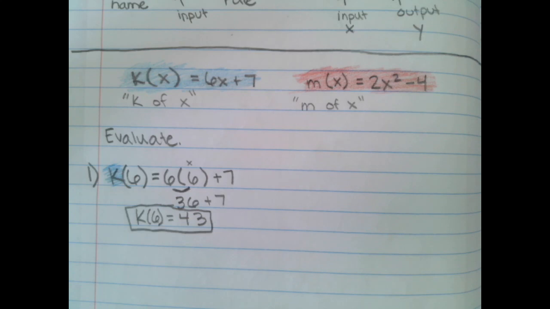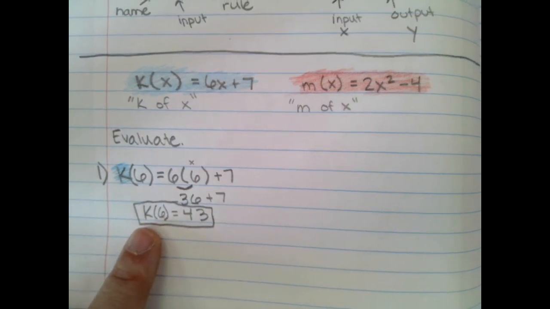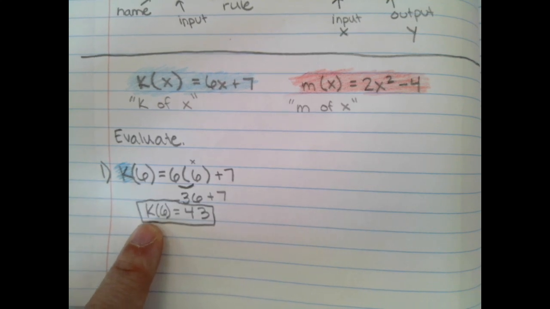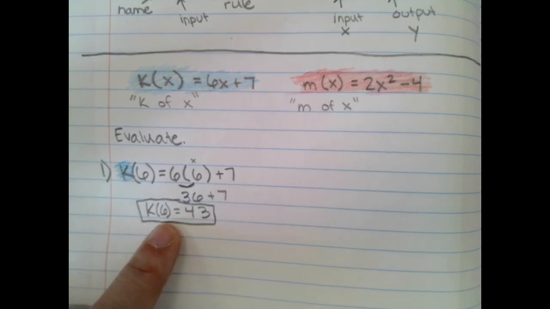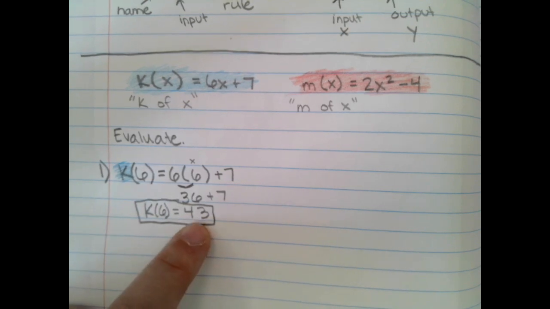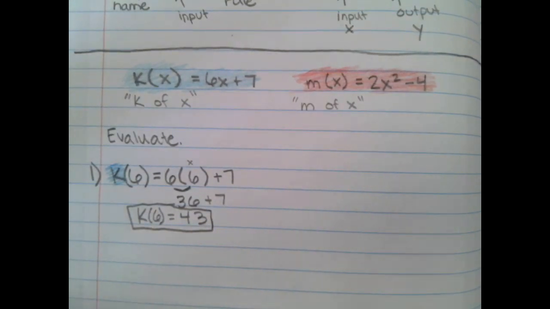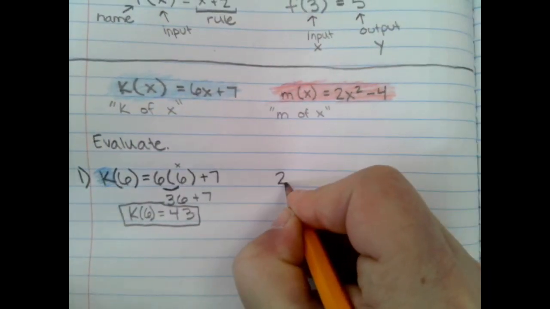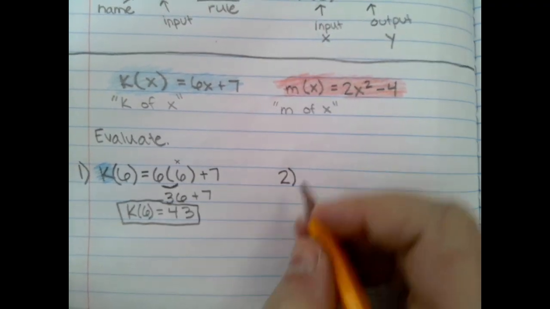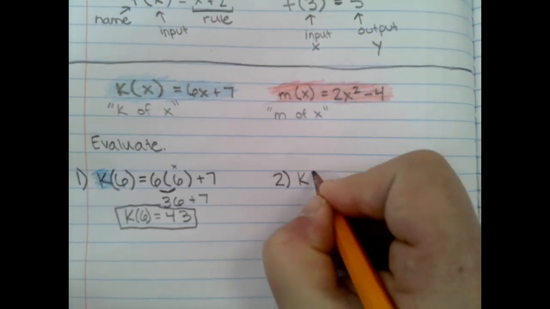So which function did we use? What was the name of that function? K. Sorry, I didn't hear you. K. And what did we put into k? 6. And what did we get out? 43. So it tells us all that information. All right, number 2. K of negative 32.